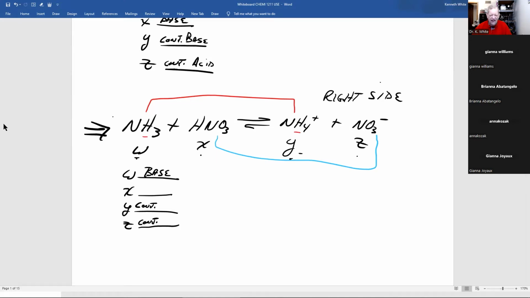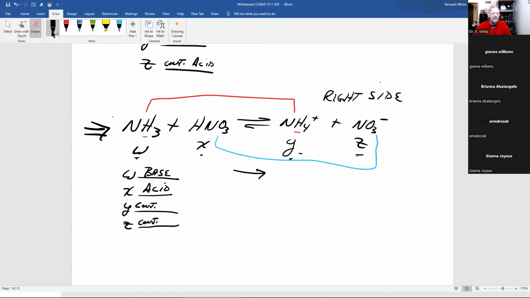Now, if I look at X, when it goes from X to its conjugate Z, we're looking at it going this way. Does it gain or donate, lose a proton? Goes from 1 hydrogen to 0. And that means it lost or donated a proton. What is a proton donor? An acid.